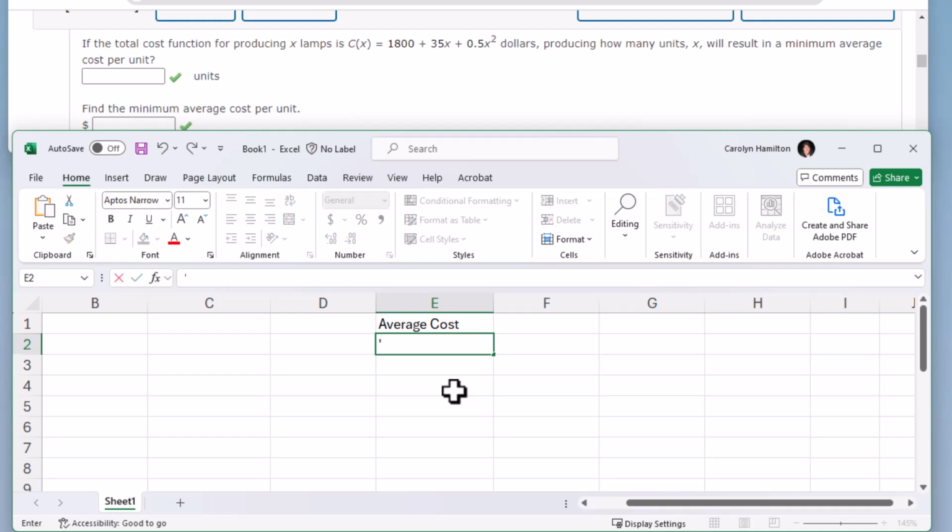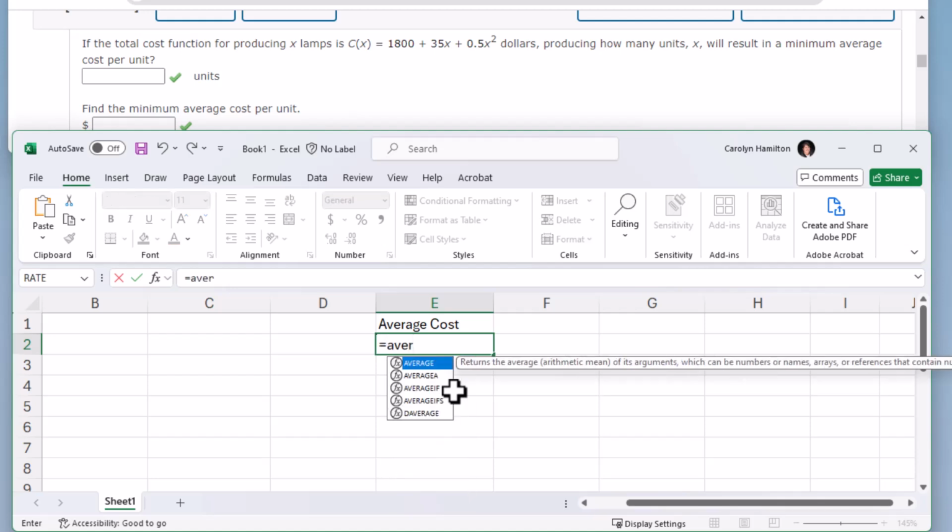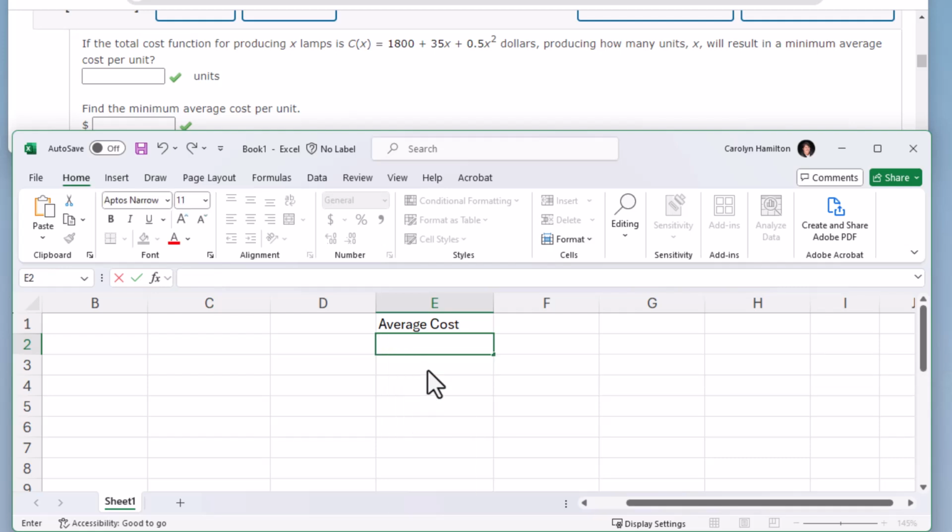If I start with a single quote mark, an apostrophe, then whatever I type will just echo. So if I do equals, and then I start to type, for instance, average, see how it's not reading any formulas? But without that apostrophe, if I do equals, see now it's in formula mode. And I don't want it to recognize that equal sign as starting a formula. I just want to type it. So apostrophe and then equals.